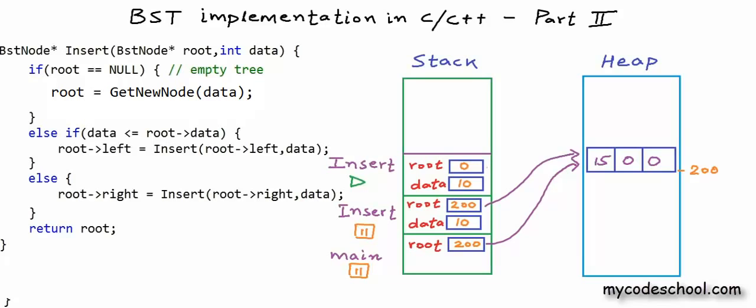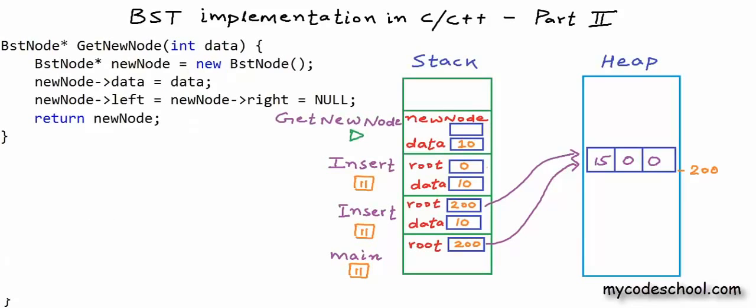and a new stack frame will be allocated for execution of this another insert call, to which the arguments passed are address 0 in this local variable root, because the left child of node at address 200 is null, so we are passing 0 in root, and in data we are passing 10. Now for this particular insert call, control will go inside first if, and we will make a call to get new node function at this line. So execution of this insert will pause, and we will go to get new node function.